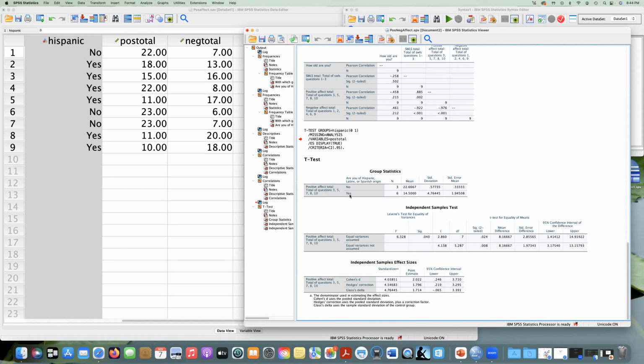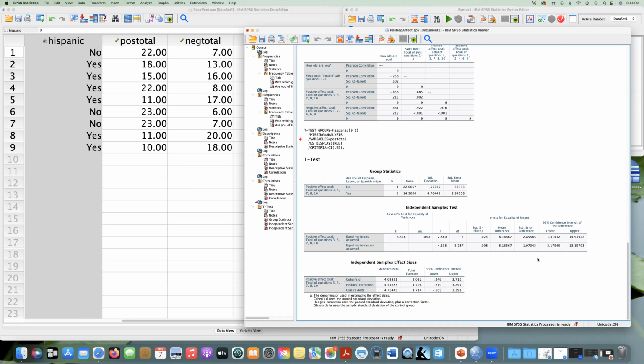We also have people who identified yes as Hispanic, Latinx, or Spanish origin. And we had 6 people in that group. And their positive affect total, their mean was 14.5, and their standard deviation was 4.76. And the standard error of the mean was 1.95. So we have a lot more variation in the responses for people who identified as Hispanic. But again, these are very, very small samples.